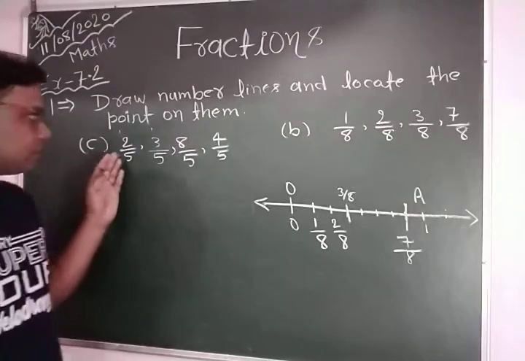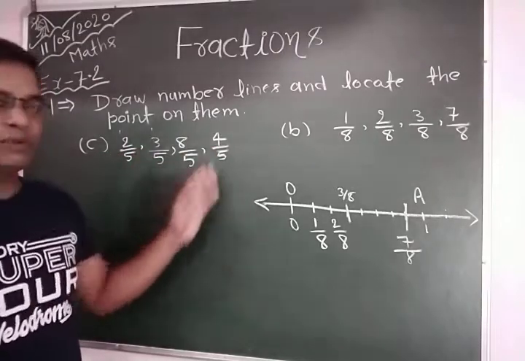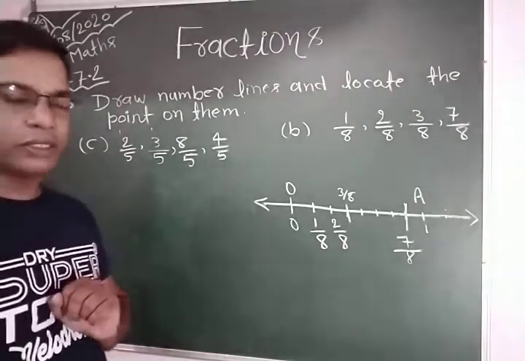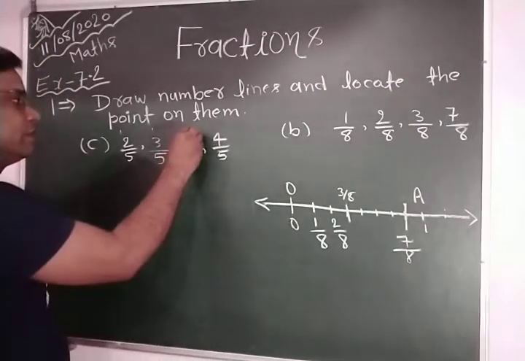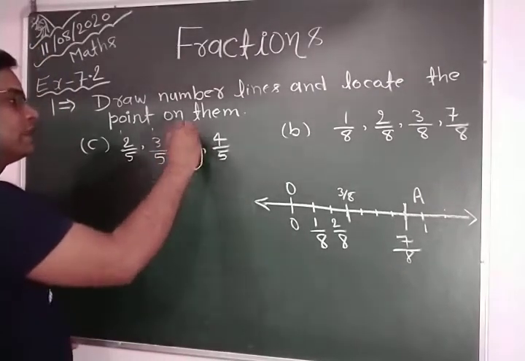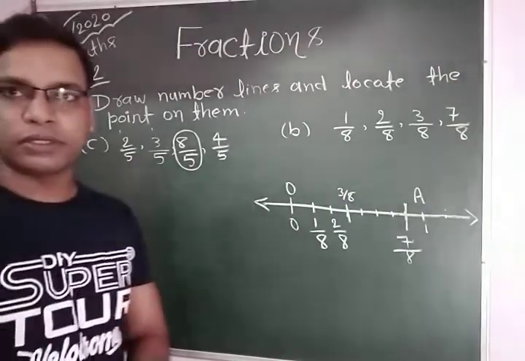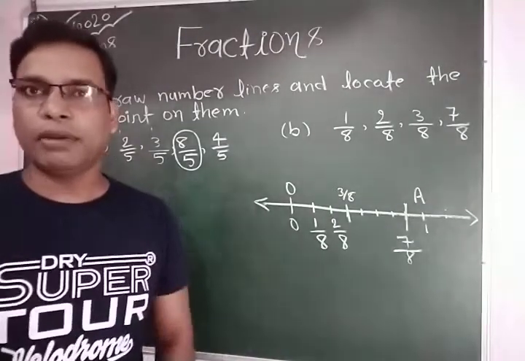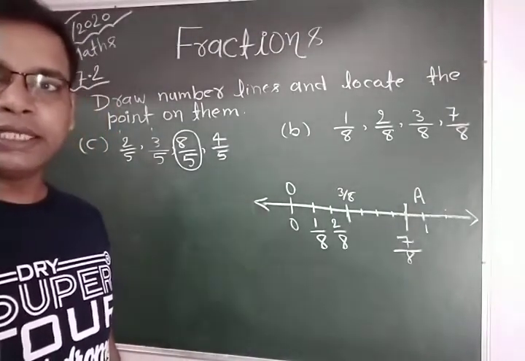So here you can see 2 by 5, 3 by 5 and 4 by 5 are proper fractions, but 8 by 5 is not a proper fraction. This is an improper fraction. Okay, 8 by 5 is not a proper fraction. This is an improper fraction.